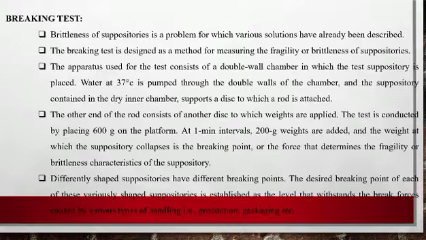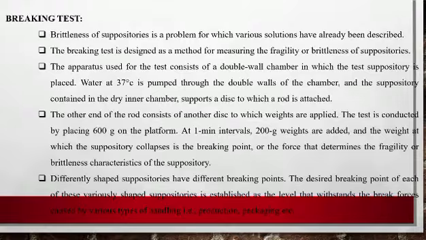First, we have to keep the suppository between the two supports of the apparatus. On one side, we have to add the weight. Usually, at the starting time, we keep 600 grams on the platform. At 1 minute intervals, we add 200 grams of weight, and the weight at which the suppository collapses is known as the breaking point of the suppository.